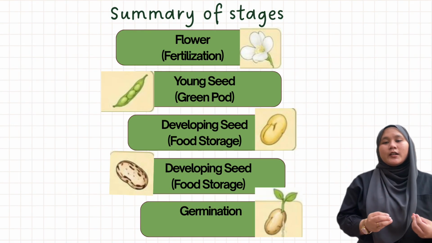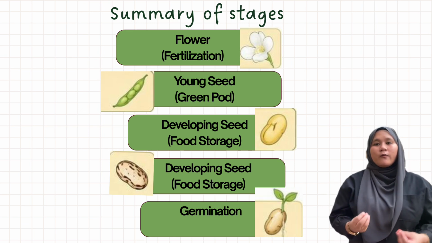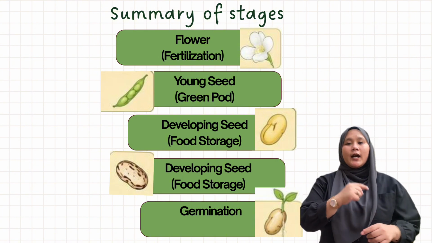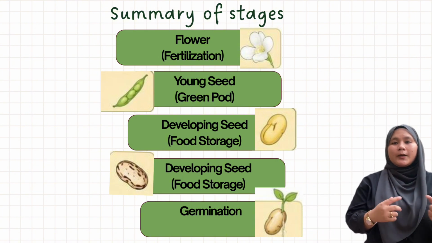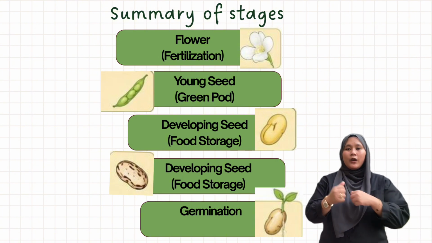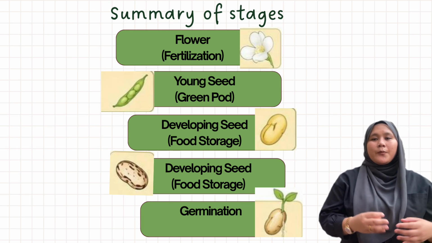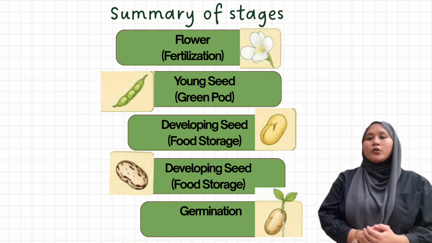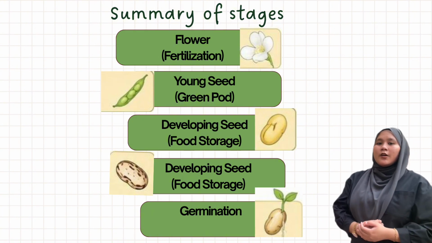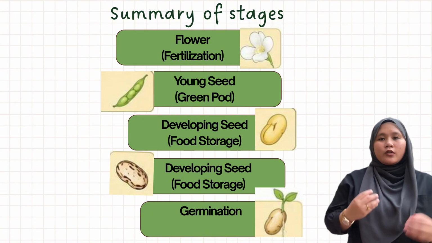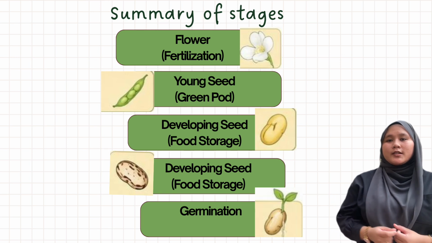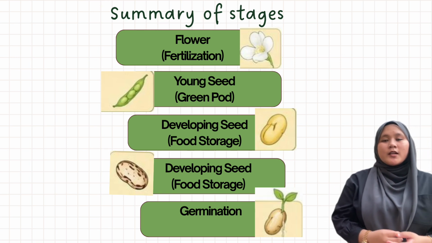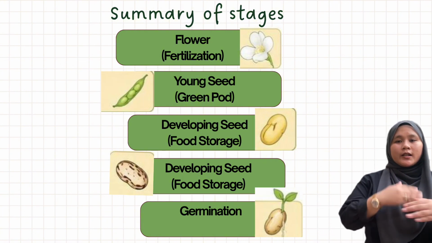This linear chart on slide 6 provides a clean summary of the stages we just observed. It highlights the continuous life cycle timeline, starting from the flower and fertilization, progressing to a young seed within a green pod, moving into the developing seed stage focused on food storage, maturing into a dry seed, and finally culminating in germination. Germination is where the cycle renews.